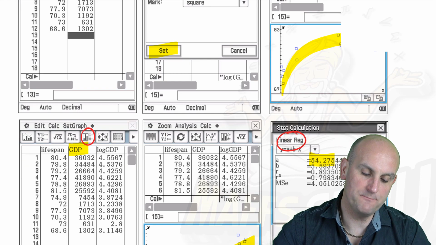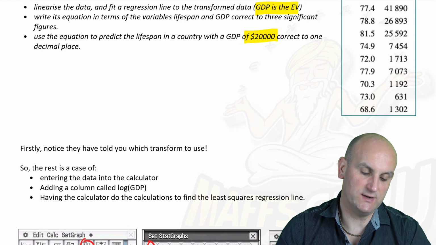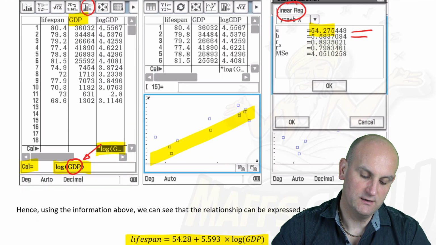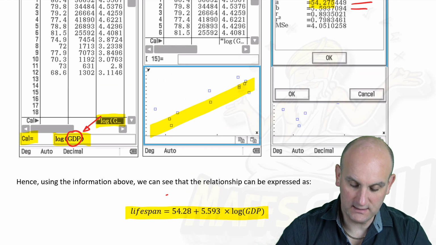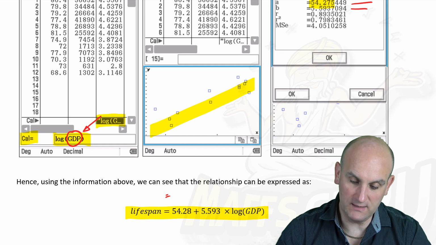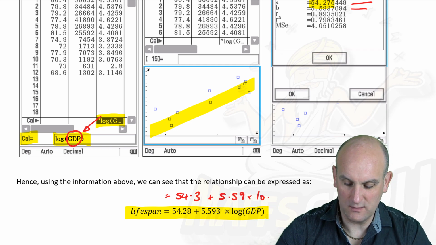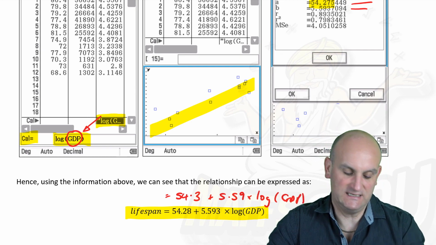Now actually, I'm going to go back here because much of what I've done here is interesting because the question said correct to 3 significant figures. Variables lifespan and GDP should be correct to 3 significant figures. And that, ladies and gentlemen, is not correct to 3 significant figures. So that should really be 54.3 plus 5.59 times the log of GDP. Make sure I check that stuff.